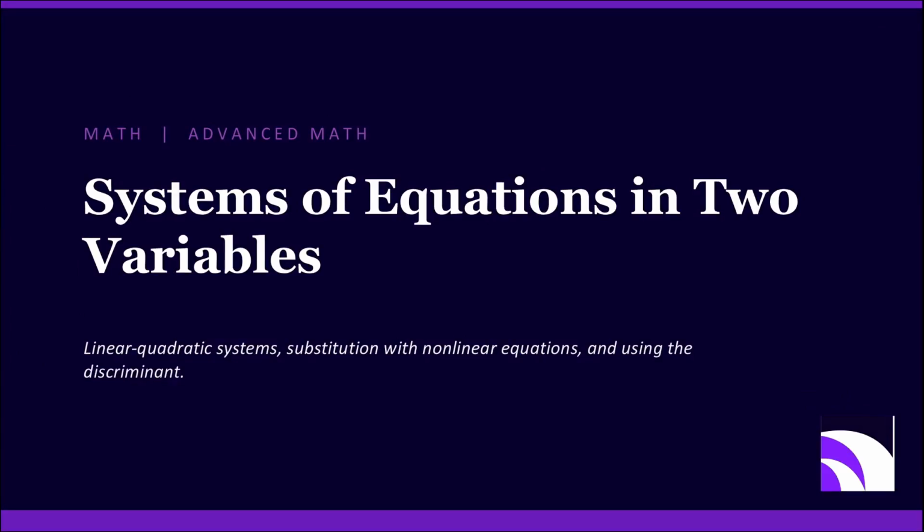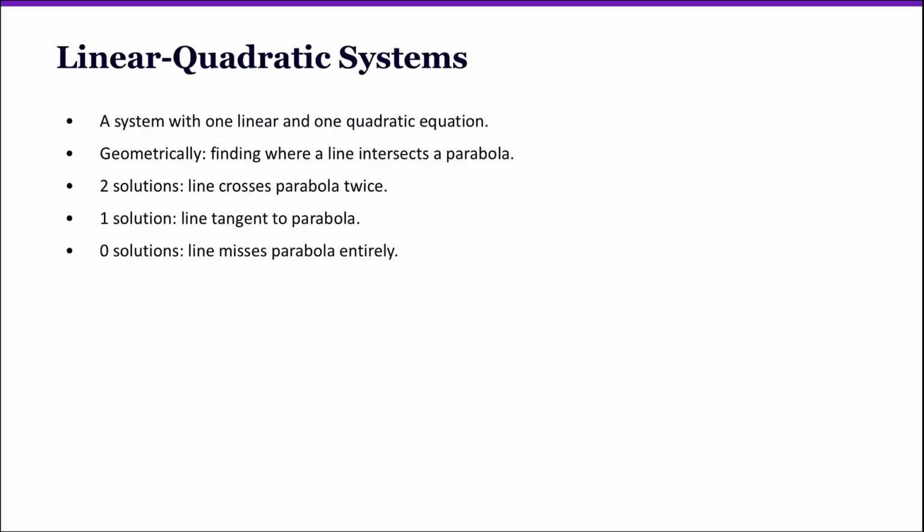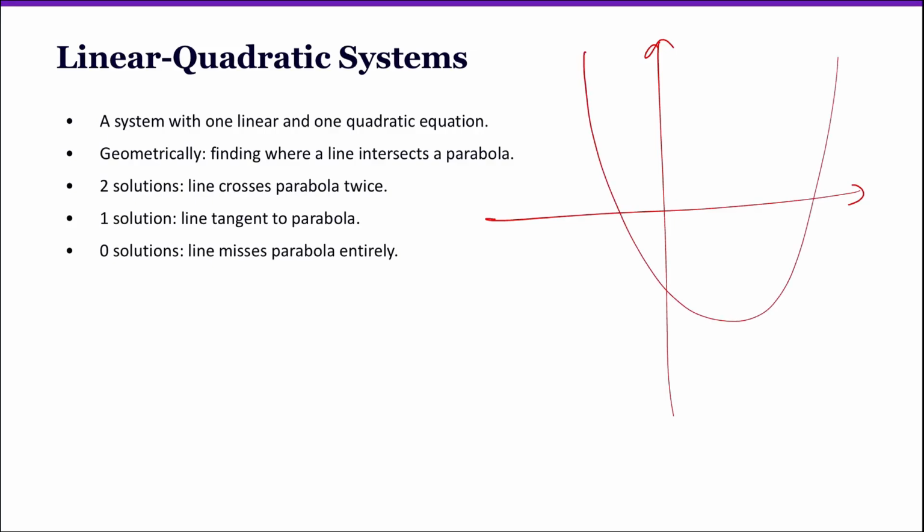Welcome back, everyone. Today we're going to be looking at how we can solve some systems of equations in two variables, including nonlinear or quadratic functions. So the first system we're going to look at is a system with one linear equation and one quadratic equation. Graphically, what that looks like is you have a parabola for the quadratic function, and then you have a line for the linear function. And usually they will intersect at 2 points like this. So that's when you have two solutions.